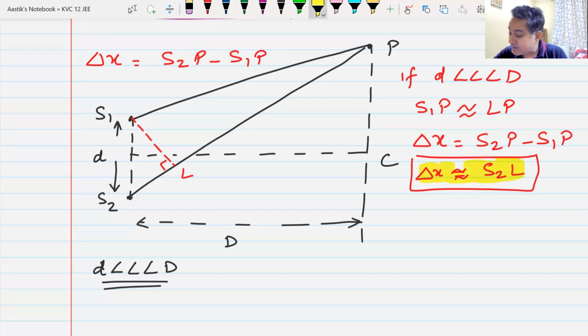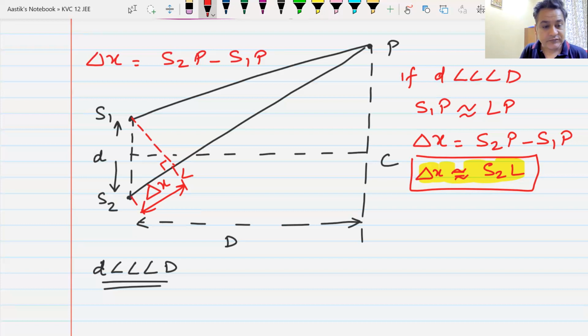So basically what I need to do is I just need to find out this distance, and this is the path difference, delta X. Now again, the same assumption I am making. The assumption is pretty simple: the capital D is very large compared to this.